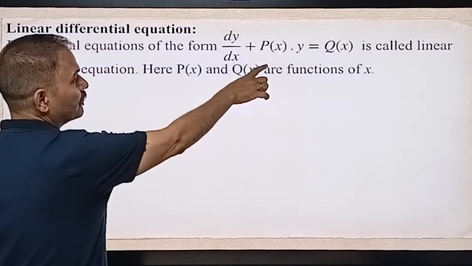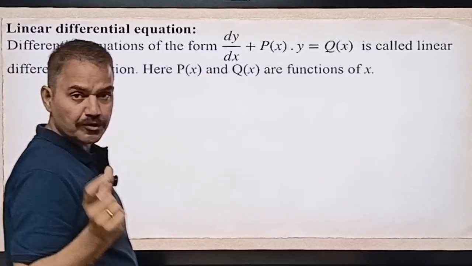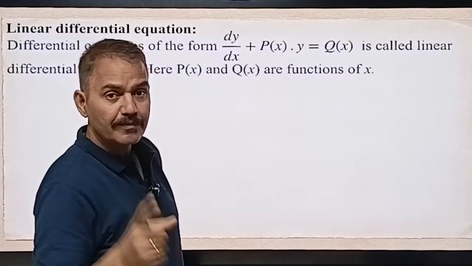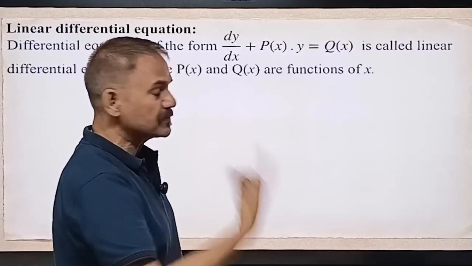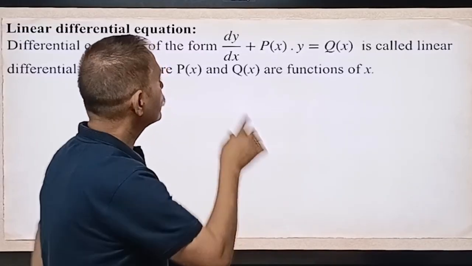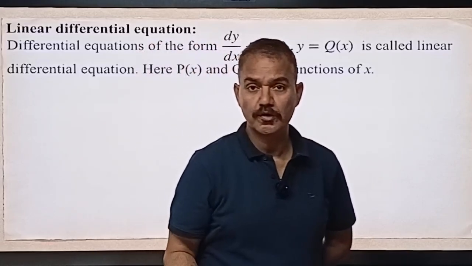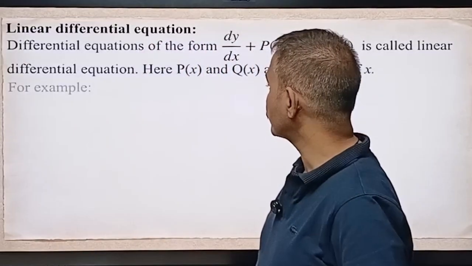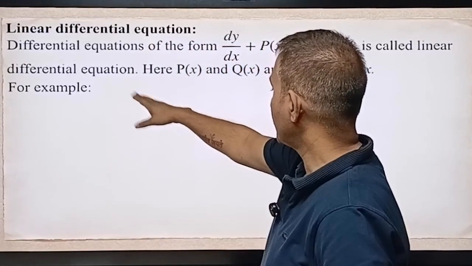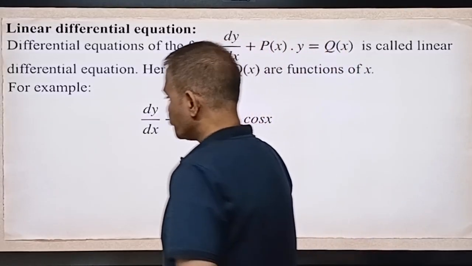So the coefficient of y should be a function of x. If it is not there, it means it is 1. Then some Q(x), that is also a function of x. Any differential equation that takes this form is called a linear differential equation. Now how do we solve this kind of equation? Before that, have a look at a few examples.